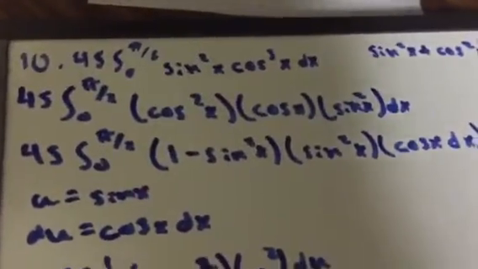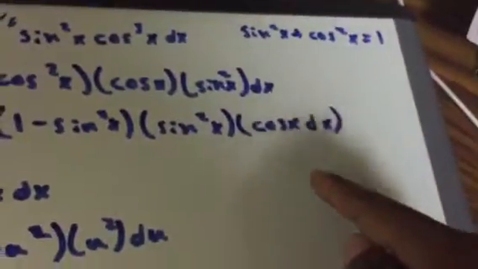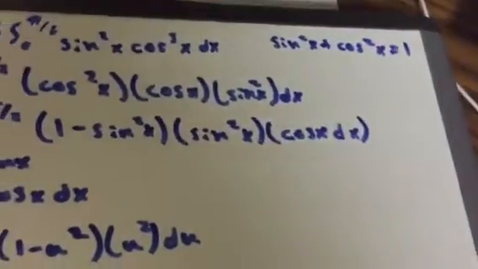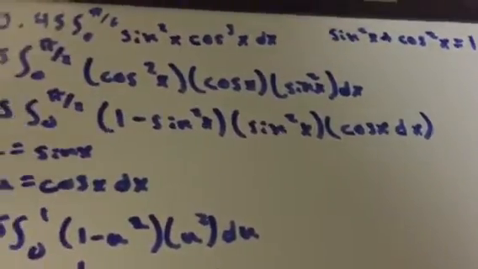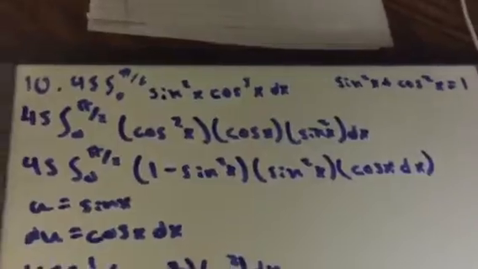Then I used u substitution, where I put sine x as u and du equals cosine x dx. Now look at here, how convenient. Cosine x dx is already in the problem. That's always what you aim for in u substitution, is to find the derivative of u in the problem already.